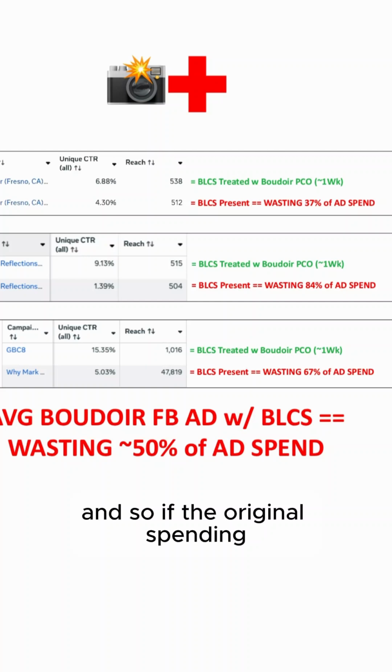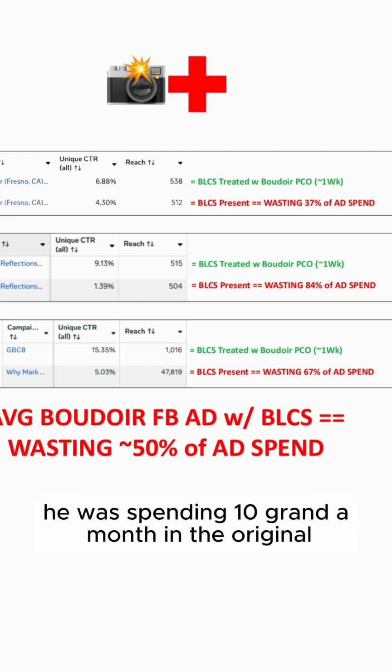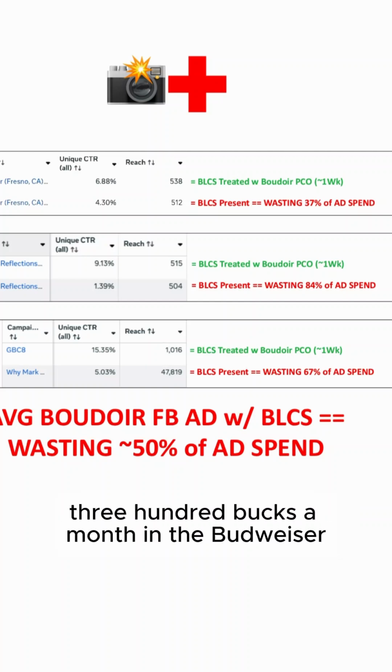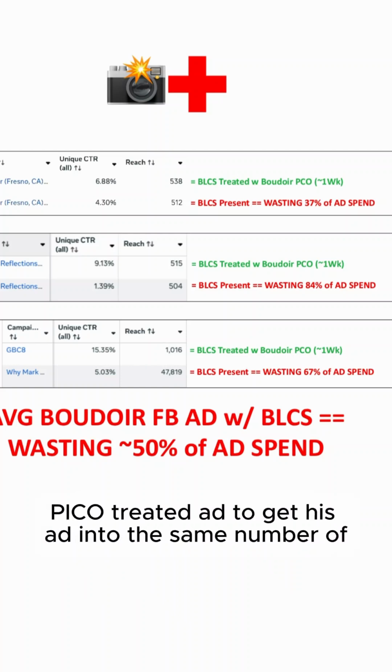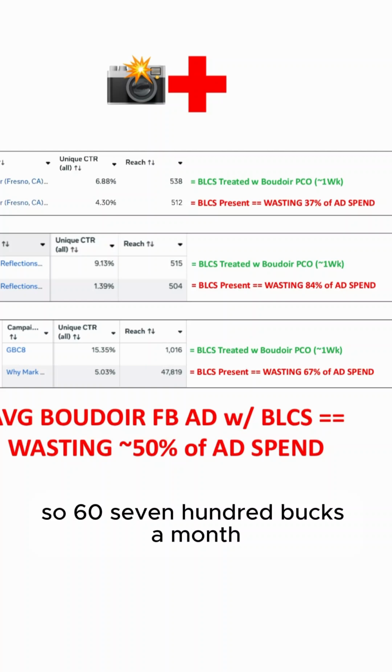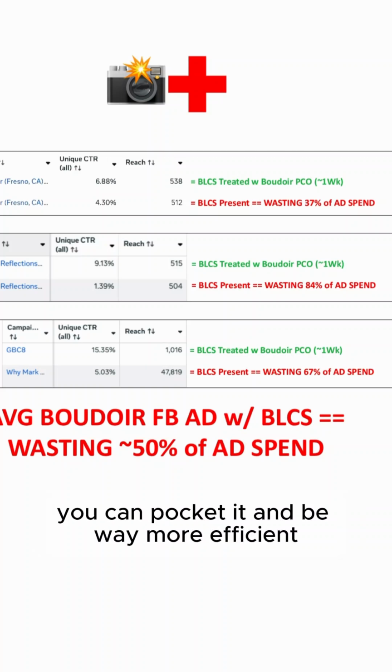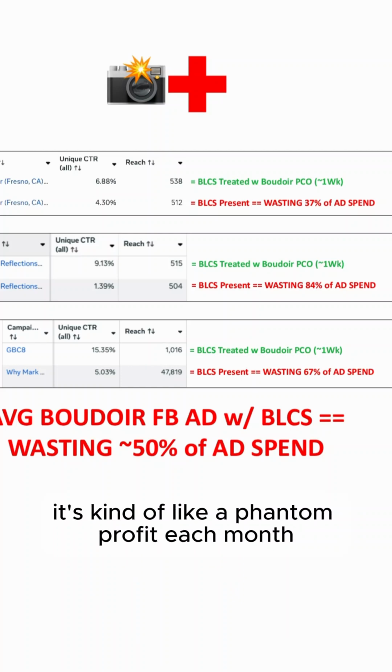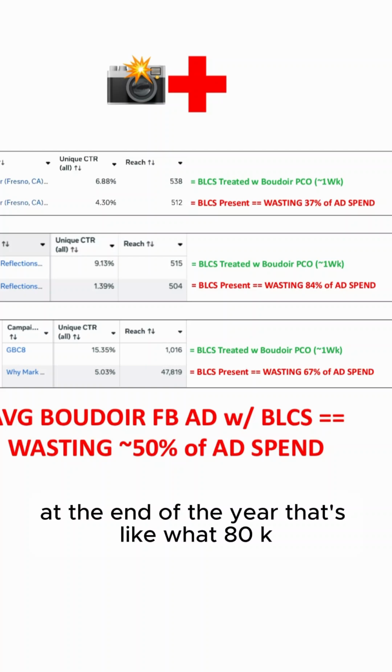And so if he was spending 10 grand a month on the original, now he only has to spend 3,300 bucks a month on the Boudoir Pico treated ad to get his ad into the same number of women's brains as the original. So he no longer has to spend 6,700 bucks a month. He can pocket it and be way more efficient. It's kind of like a phantom profit each month. At the end of the year, that's like what, 80K?